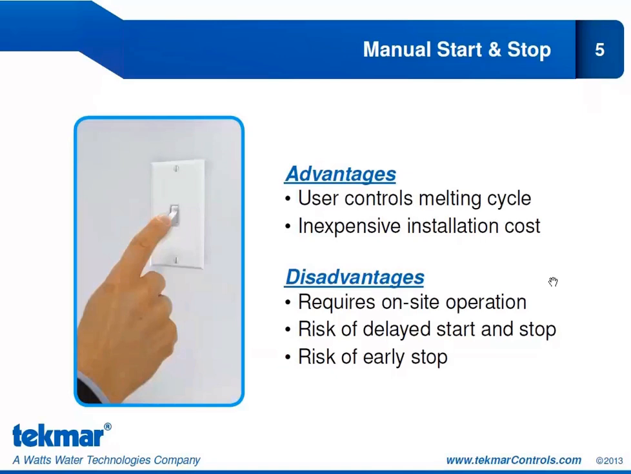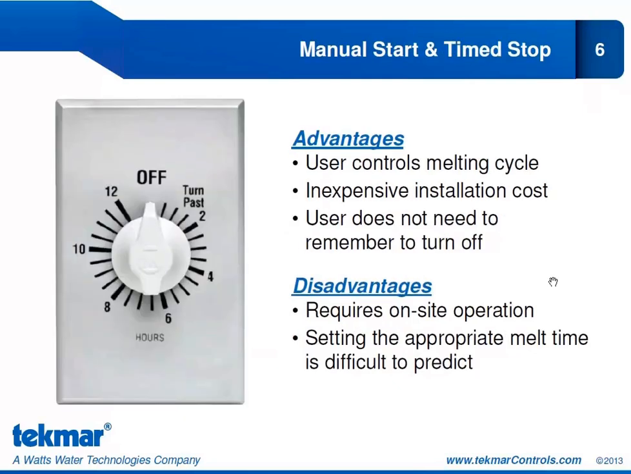The other disadvantage is the risk of an early stop. So you might think that the snowmelt system should stop, so you look out, there's no more snow on the slab. But there could be a lot of meltwater on the slab. And when you turn that snowmelt system off too early, that meltwater can refreeze and make a very unsafe scenario. So the manual start-stop, although you do control the melting cycle and it is inexpensive, it can lead to some pretty serious consequences.